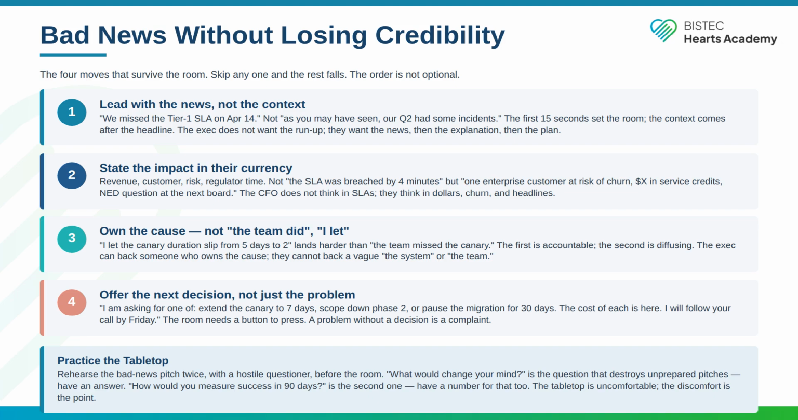Practice the tabletop. Rehearse the bad news pitch twice with a hostile questioner before the room. What would change your mind is the question that destroys unprepared pitches. Have an answer. How would you measure success in 90 days? Is the second one. Have a number for that too. The tabletop is uncomfortable. The discomfort is the point.